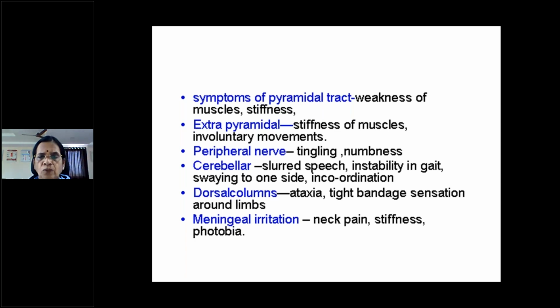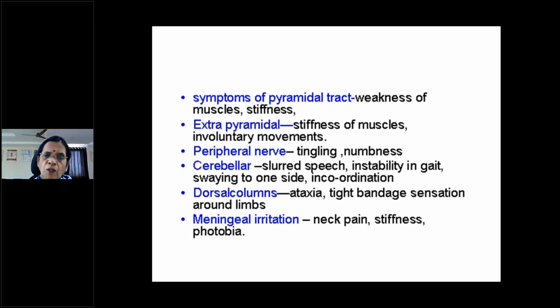So ataxia, instability in the gait, usually worsening during night time, or when the vision is not proper, or when the eyes are closed, is suggestive of a dorsal column lesion. And another important symptom of dorsal column involvement is funicular pain. That means a sensation as if a tight bandage is applied around the limbs. That is typical of dorsal column involvement.